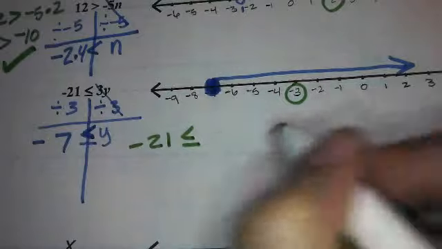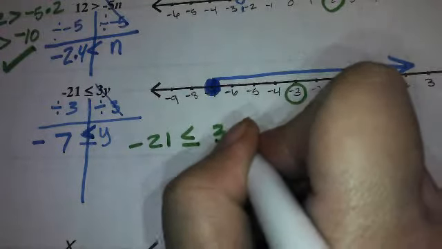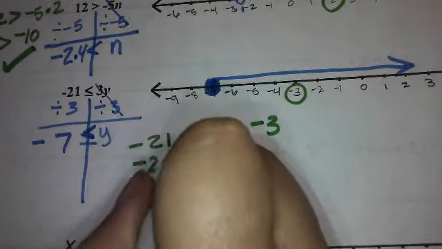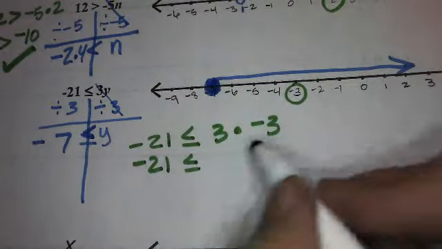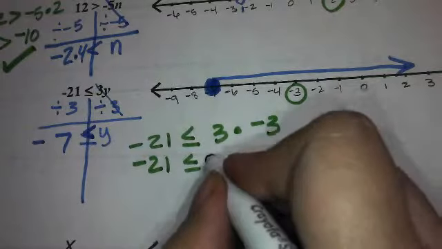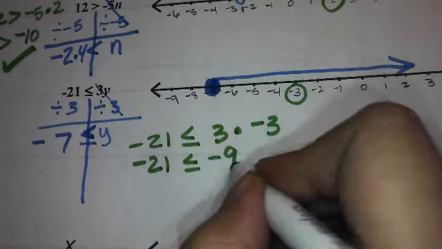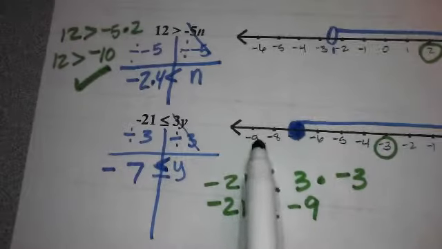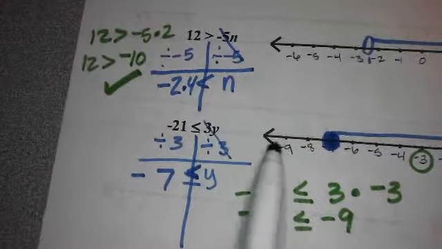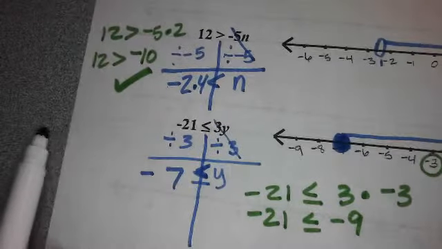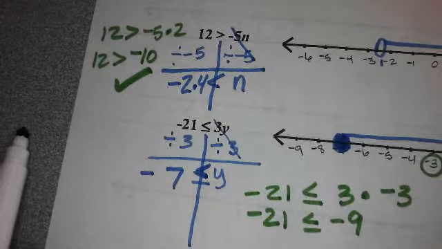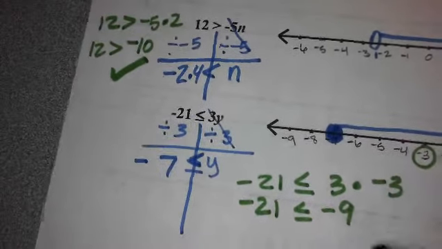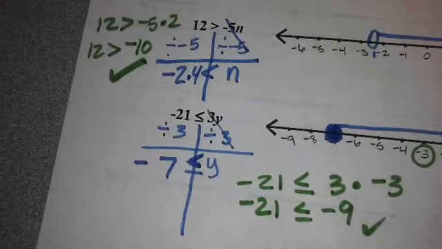-21 is less than or equal to 3 times -3. Positive times negative is negative. 3 times 3 is 9. Negative 9 is right here on your number line. Negative 21 is somewhere way over here on the number line if you extend that number line. So negative 9 is greater than negative 21. So you know you are correct.